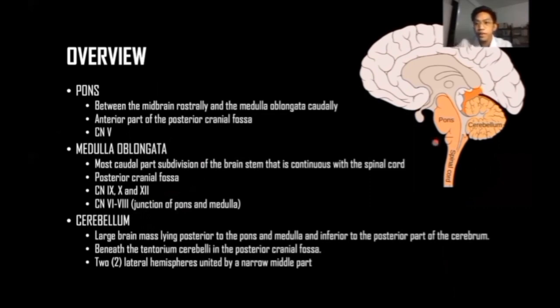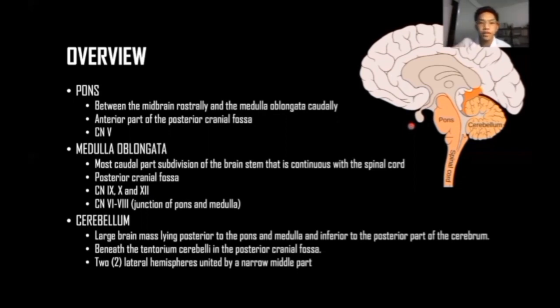We can see here in the picture the pons. Like we said, it is between the midbrain rostrally and the medulla oblongata caudally. The midbrain is above the pons, or anterior, and the medulla oblongata is on the posterior and inferior part of the pons. The pons is located in the anterior part of the posterior cranial fossa, and cranial nerve 5, the trigeminal nerve, is associated with the pons.